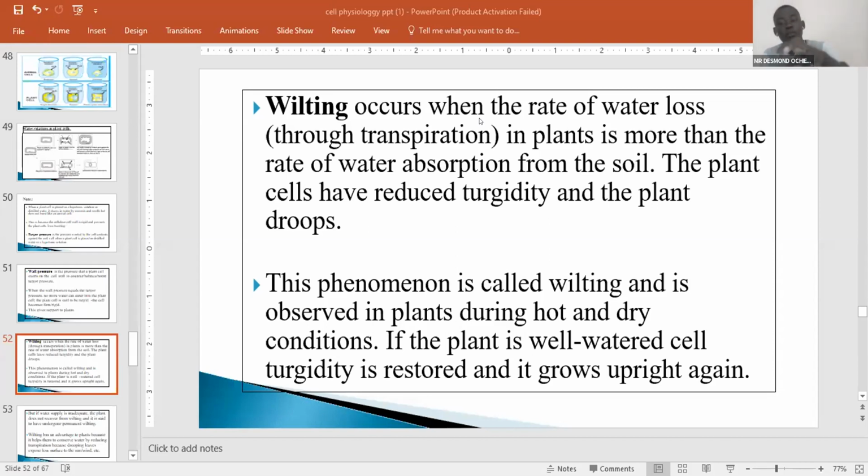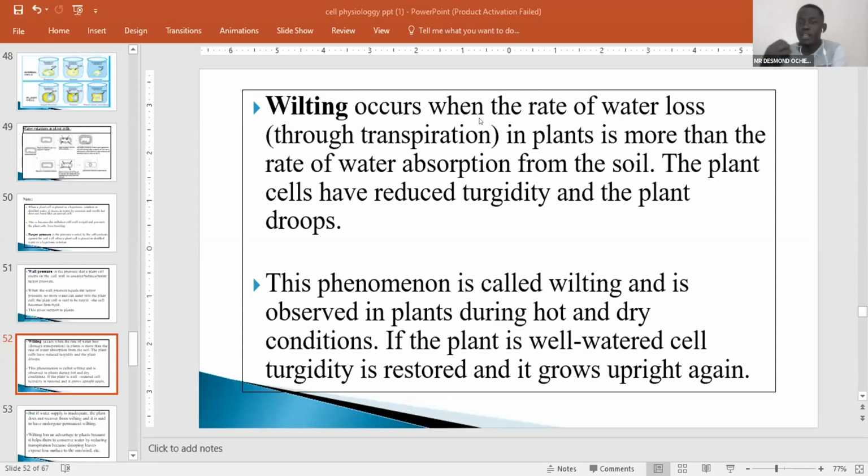Because of that, you'll be able to see that the plants start drooping. The leaves and the branches will not be very straight, but start behaving like they're about to fall. They start facing downwards. I don't know the right term to use there, but I think that explains it better. That brings about what we describe as permanent wilting.